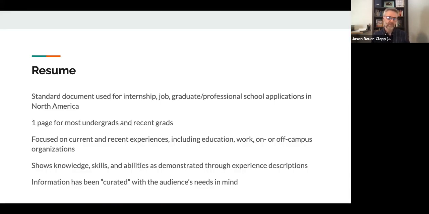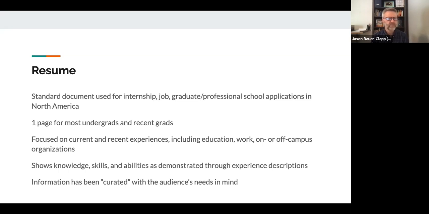So the resume, which probably many of you are familiar with, and many of you may have some version of this. This is the standard document you're going to use for internship or job applications in North America. This is the term that we use for this. For most undergraduates and even for recent graduates, it has evolved so that one page is the norm, is the expectation, with the understanding that one page may not capture every single thing that you've done, and that is okay. It's meant to be selective.